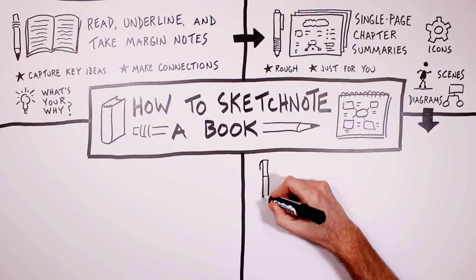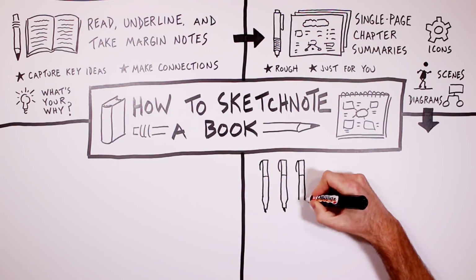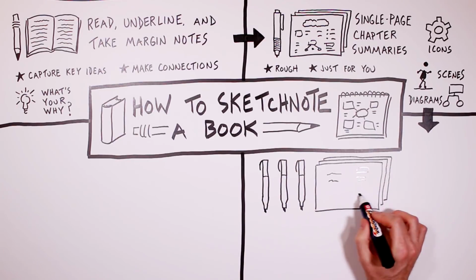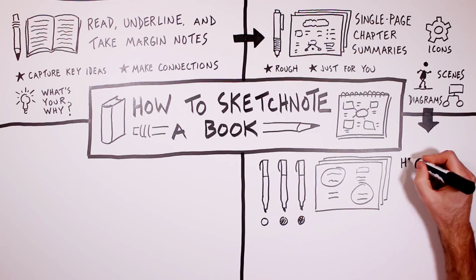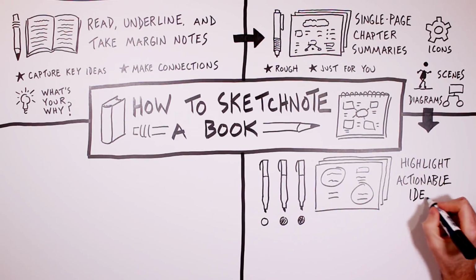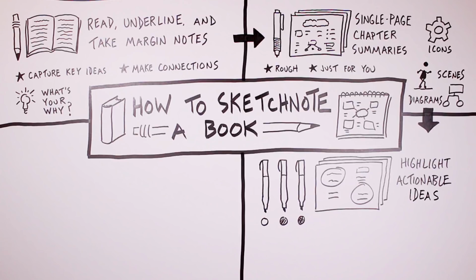In this third step, we put the pen down and grab a few highlighters for the purpose of identifying actionable ideas. Looking through those single-page chapter summaries and identifying what you want to do with the things you find there. For me, the most appealing thing about sketchnoting is how it can close the gap between ideas and action. And that's what we're getting at in this step.